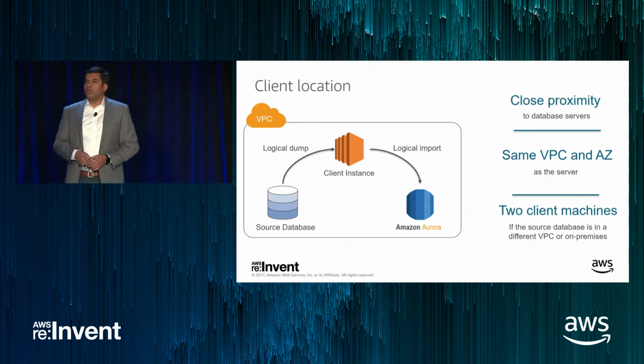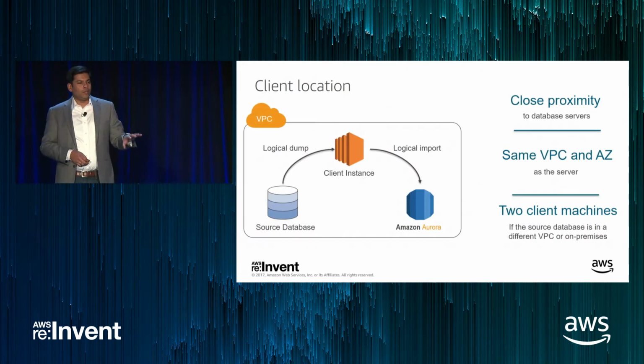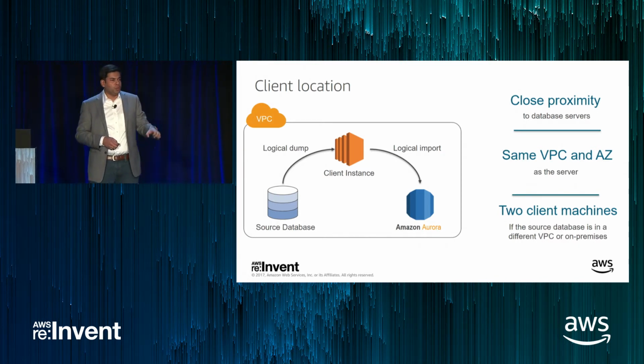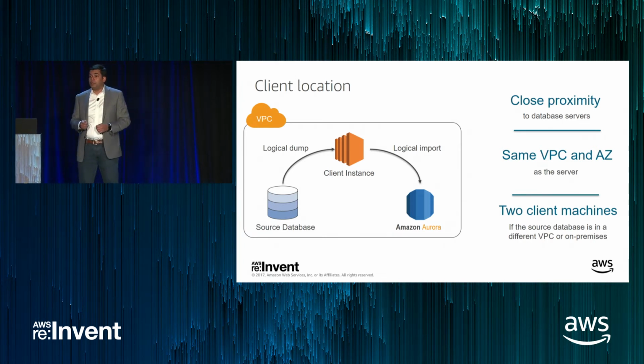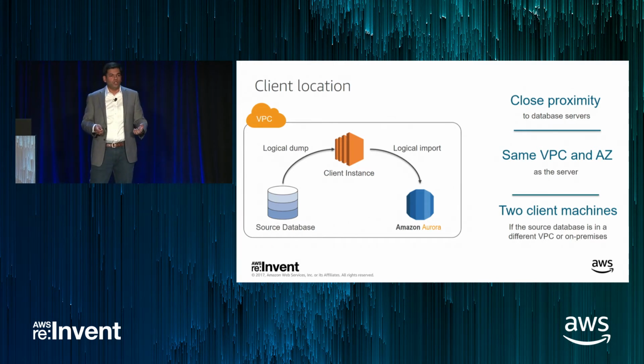Okay, so I've been partially referring to something called a client. The client is essentially the machine that you're using for either importing data into your target database or extracting data out of your source database. So there are some considerations that you must keep in mind. First one is that these client machines should be as close as possible to your source and target database, respectively. Why is that the case?